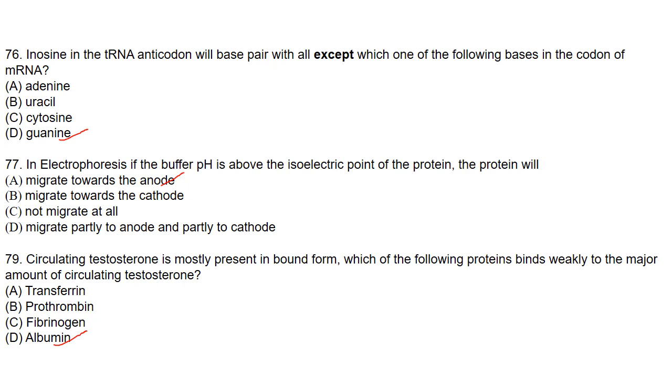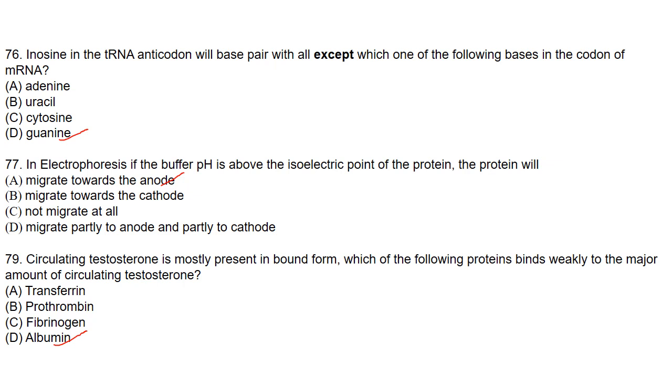Inosine in the tRNA anticodon will base pair with all except which of the following bases in the codon of mRNA. So it will not base pair with guanine. Answer is option D. Then, in electrophoresis, if the buffer pH is above the isoelectric point of the protein, it will. So, at a solution pH that is above pI, the surface of the protein will be negatively charged and they will migrate towards the anode. So, answer is option A.